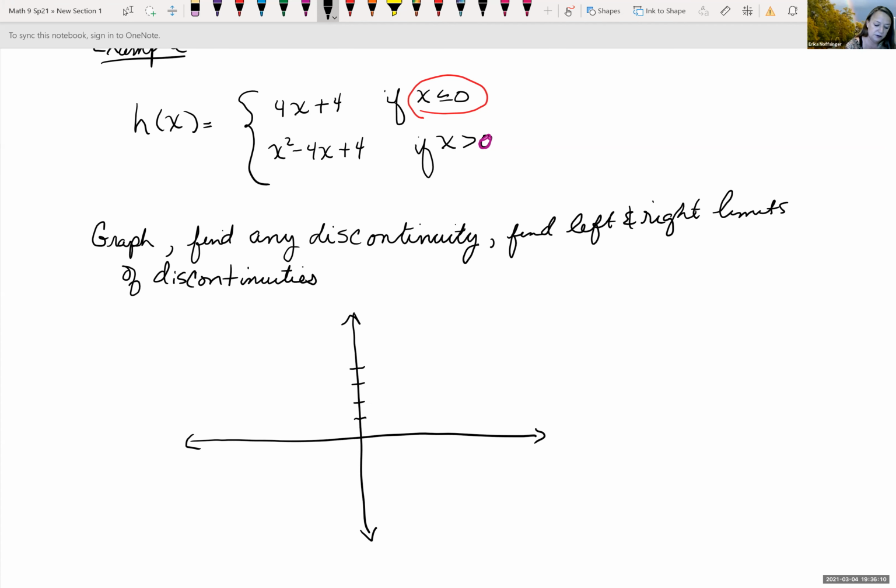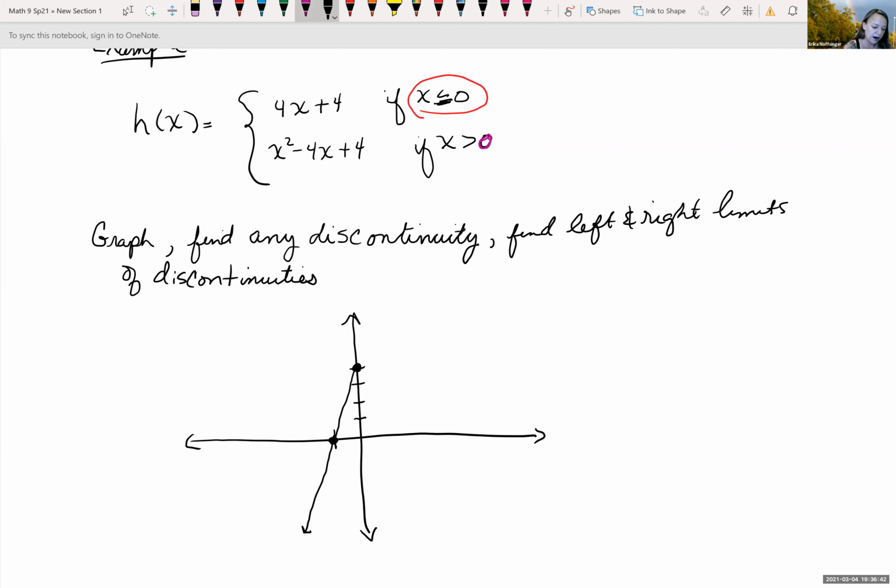This is included because I have the equal sign here, so I'm going to put a closed circle at (0, 4). Choosing numbers less than 0, if I plugged in -1, 4 times -1 is -4 plus 4 is 0. And so at x equals -1, my y value is 0. I know this is a line, so I'm just going to connect a line going through here. And I know it's for all values of x less than 0, so it's everything to the left of 0.